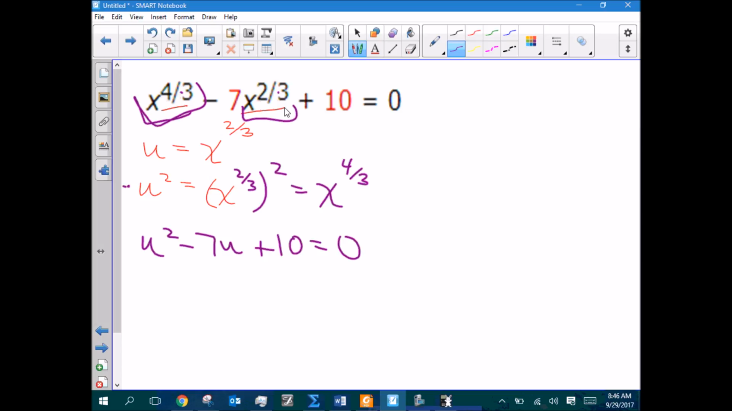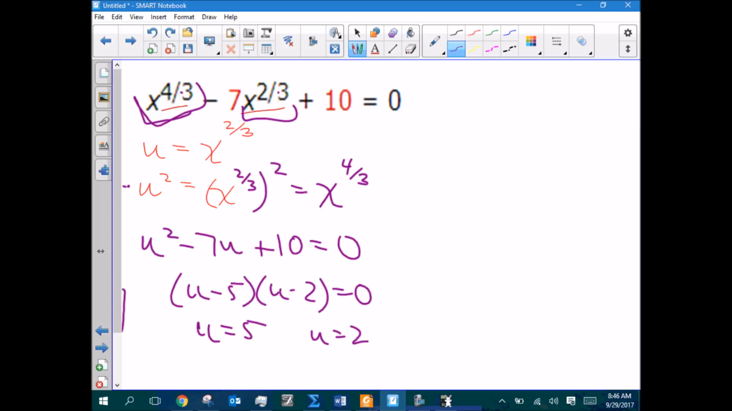Okay. Can you factor that? Yeah. u minus 5, u minus 2, right? u minus 5, u minus 2, equals 0. So u is equal to 5 and u is equal to 2, right? Well, what was u?